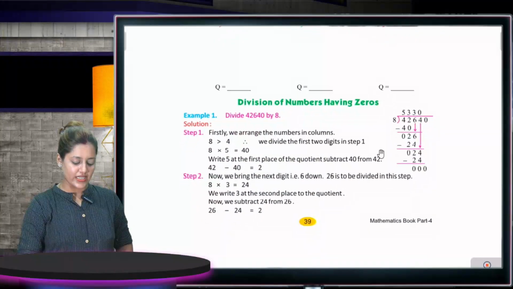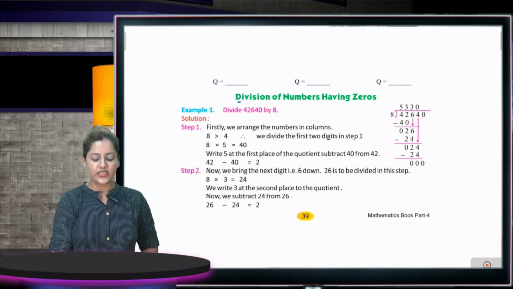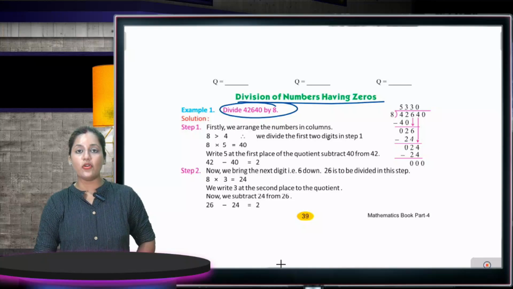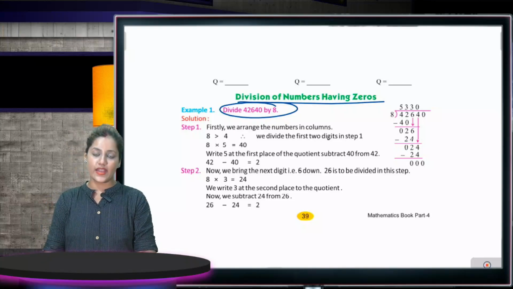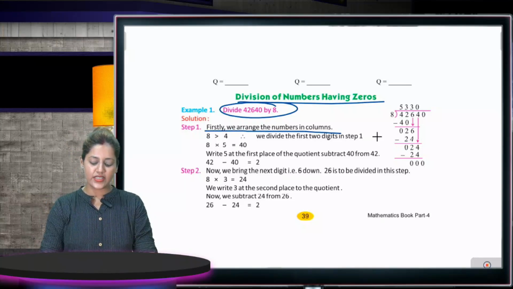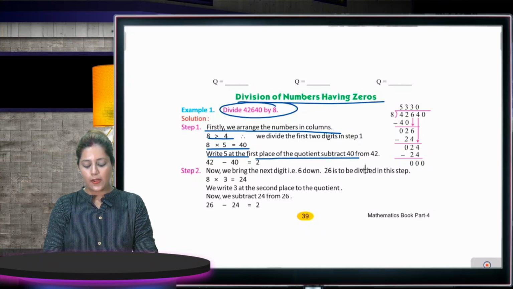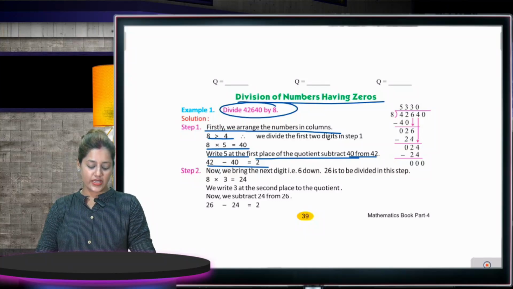This is your exercise 1. After this, division of numbers having zeros. Example 1, you have to divide 42640 by 8. First of all, arrange the numbers in columns, and 8 is greater than 4. So 8 into 5 is 40. Write 5 at the first place of the quotient, 40 from 42, and 42 minus 40, that is 2.